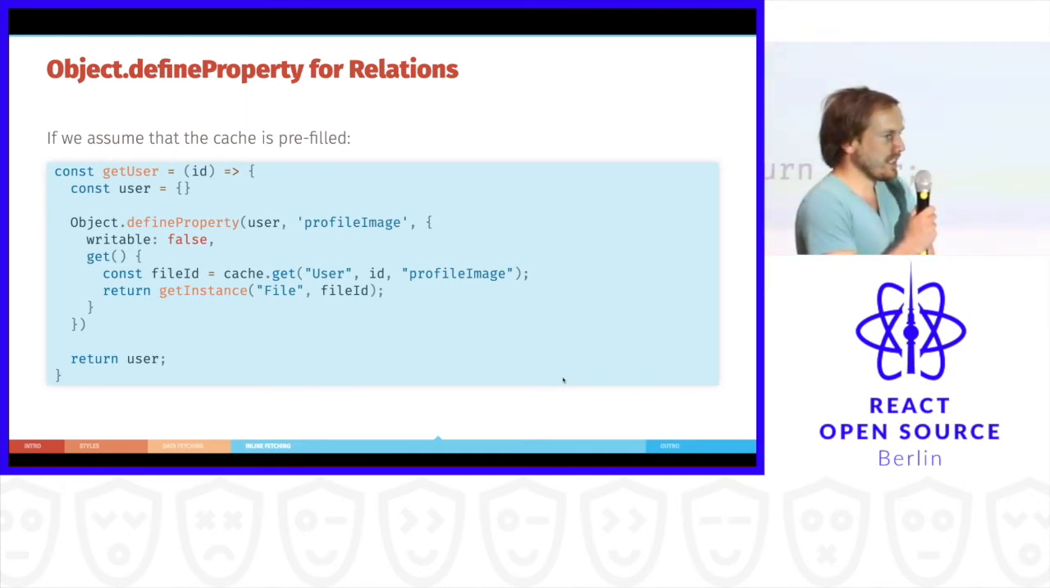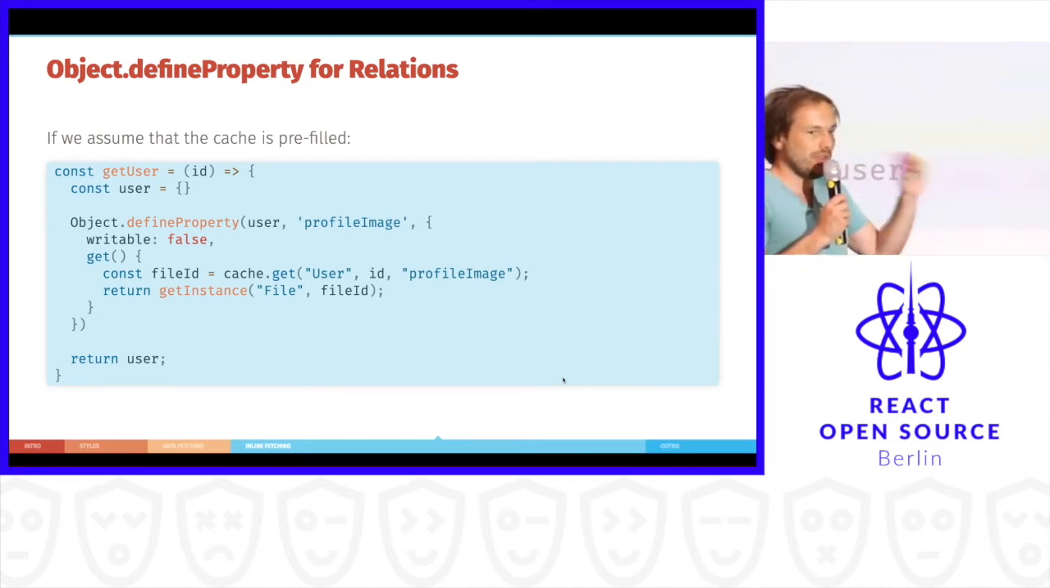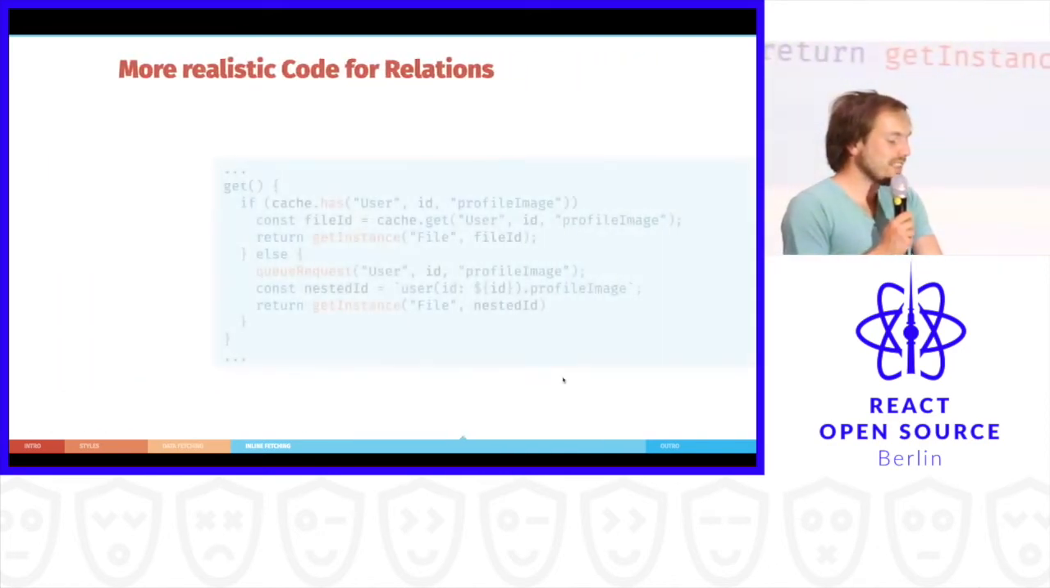So for example, let's say we want to load the profile image for a user. What we can do is we ask our cache, hey, do we have information already for a model of type user with a certain ID? Do we know the profile image already? If so, get a magic instance of type file with the corresponding ID. Of course, it gets a bit more complicated if it isn't in the cache already.